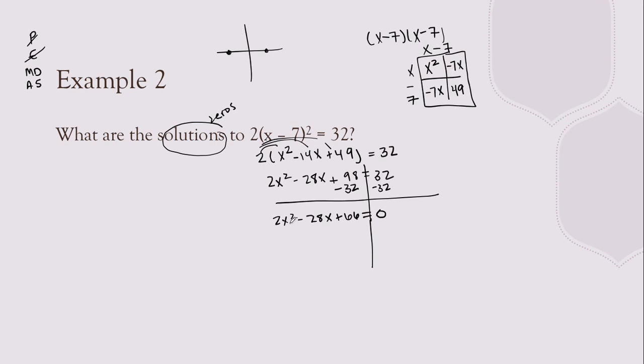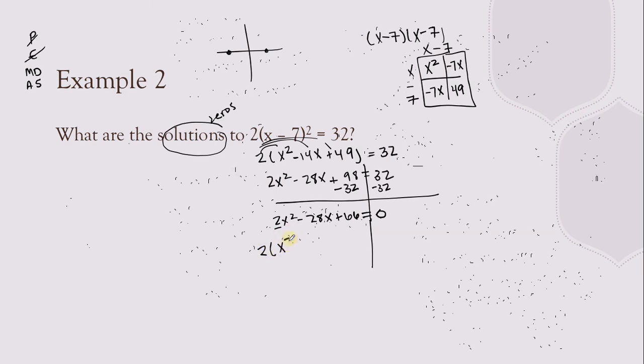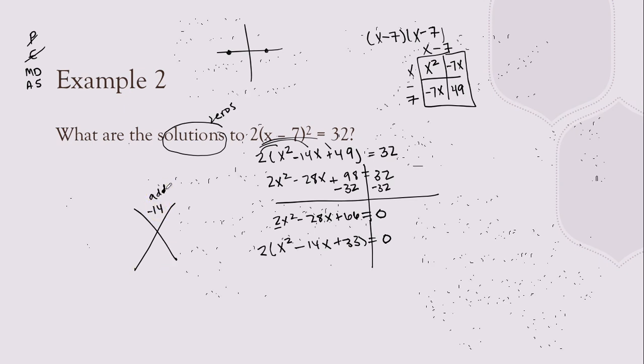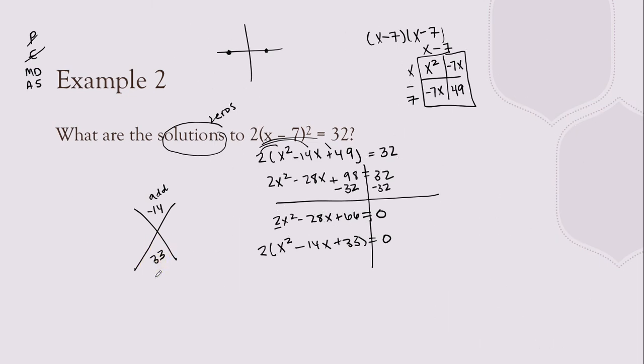I'm going to do the same thing I did. You can either use the AC splitting method here, because the a value is 2. Or if you notice, all these numbers are divisible by 2. So I can factor out a 2. So x squared minus 14x plus 33 equals 0. Now I have a quadratic in parentheses that has an a value of 1. So I'm going to use the x method instead. I'm trying to figure out what two numbers add to get me negative 14, but multiply to get me 33.